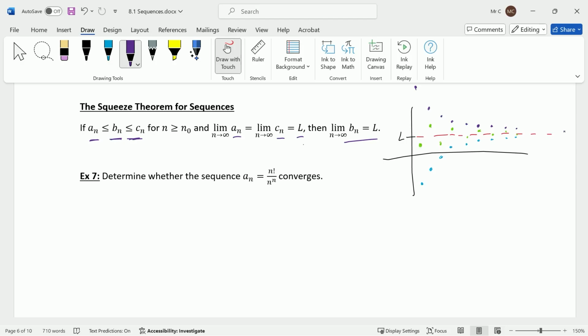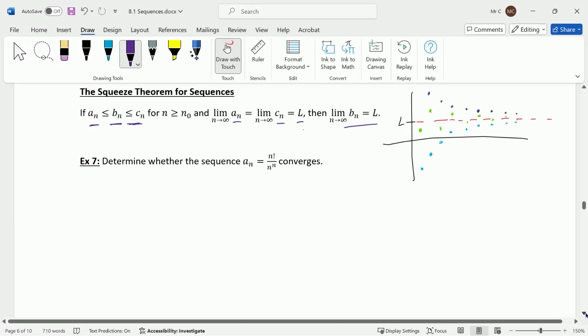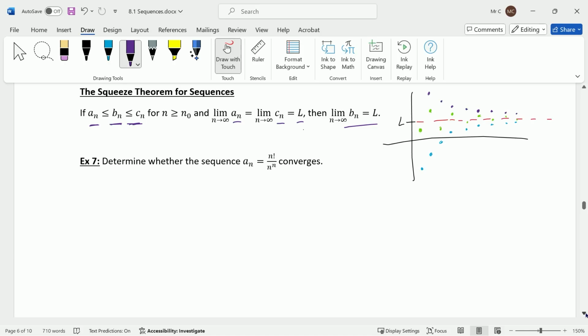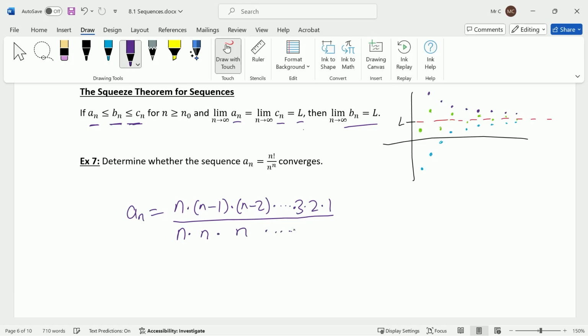Okay, so now let's apply the squeeze theorem. Determine whether the sequence a sub n equal to n factorial over n to the n power converges. Okay, so what is a sub n? Well, n factorial means n times n minus 1 times n minus 2 times so forth and so on, 3 times 2 times 1. And n to the nth power means multiplying n by itself n times.